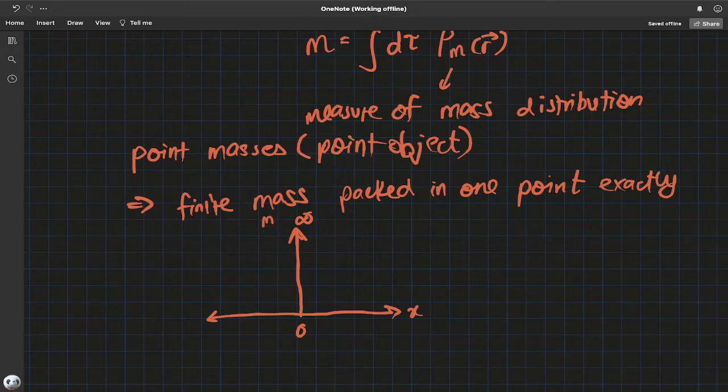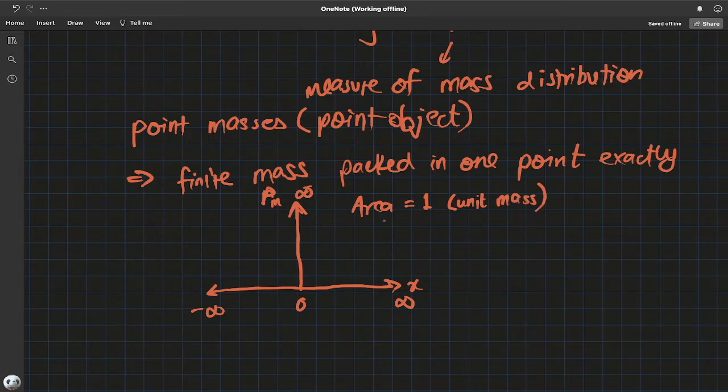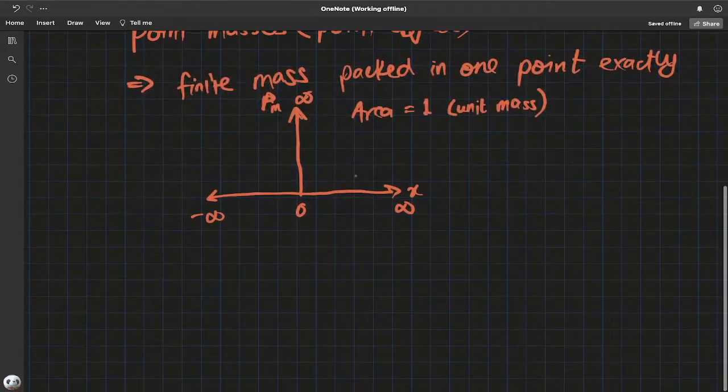for this guy. I'm graphing density, mass density, or in this case it will be linear mass density, with respect to length or a spatial coordinate. But the area of this entire thing, say from negative infinity to infinity, is going to be 1, and this is for a unit mass. We can of course add a factor and get the mass we want.